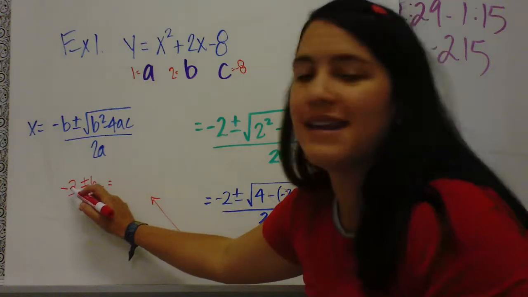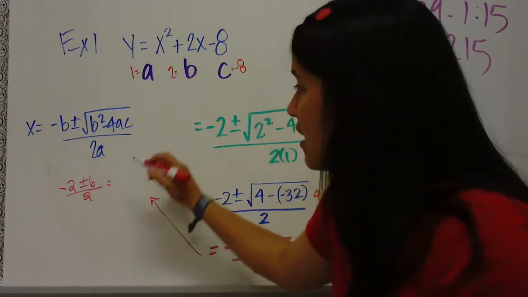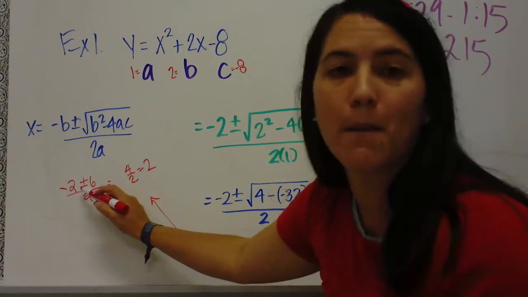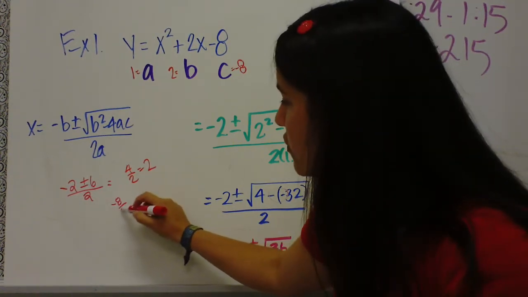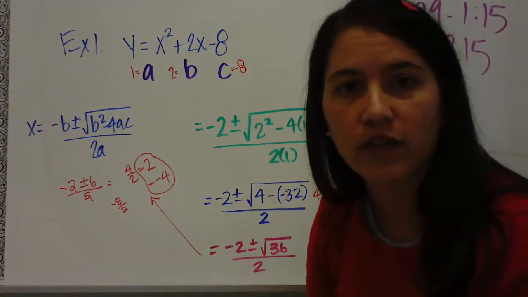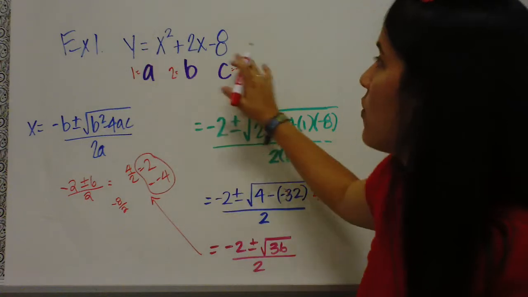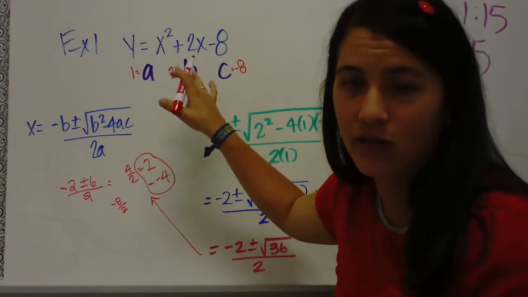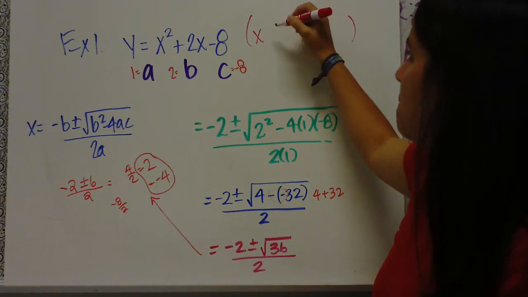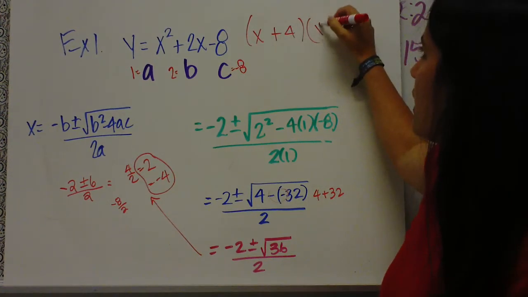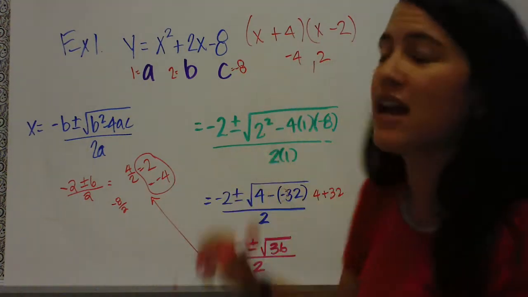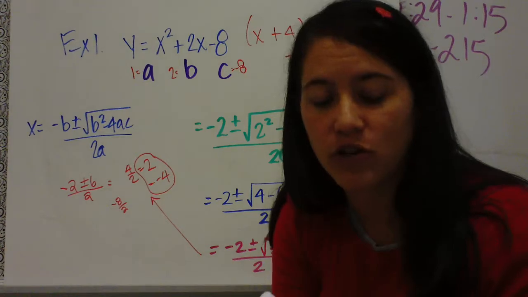Those are my two solutions, plus 6 or minus 6. So I'm going to show you both. Negative 2 plus 6 would be 4 over 2, which is 2. Negative 2 minus 6 would be negative 8 over 2, which is negative 4. So here are my two solutions, 2 and negative 4. If I wanted to solve by factoring, it would have been x plus 4 and x minus 2, which would have given me negative 4 and 2. So the same answers, I'm just showing you how to use the quadratic formula.